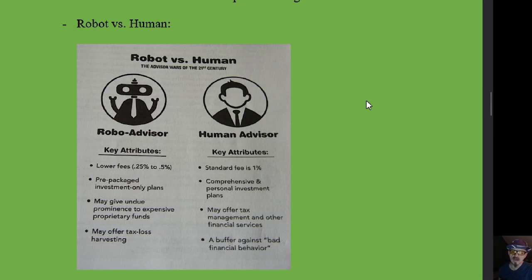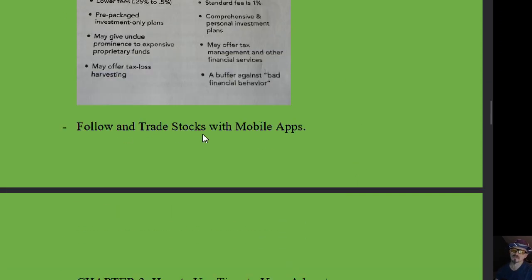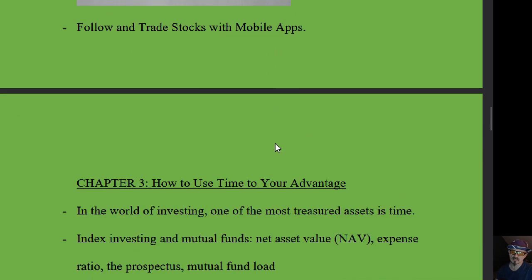To be honest, I would rather go with the robo-advisor. It's cheaper, and I can make my own choices. Because if you have a human advisor, they're going to try to advise you to do what they want. And usually what the human advisor wants involves making a profit or even making you look bad. It says here, follow and trade stocks with mobile apps. You can do that too.